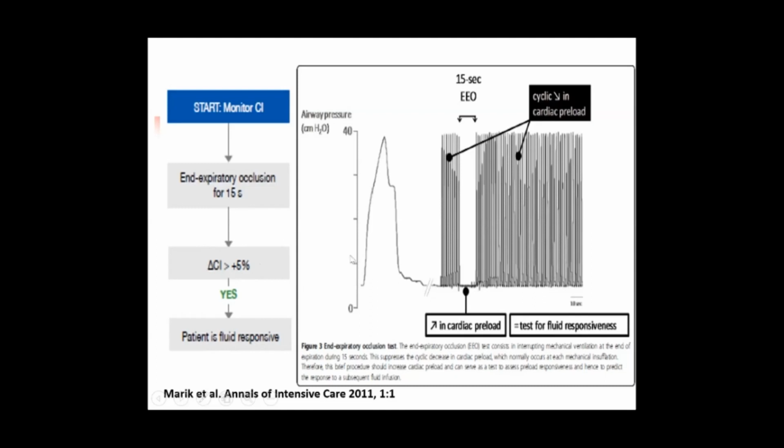This is the airway pressure plotted, and here you see the arterial pressure tracings. And here you have employed the 15-second end expiratory occlusion test. After that, because of the venous return, the preload continues to increase. And when you release that, you get an upsurge in the cardiac output, and that becomes the test for fluid responsiveness if it is more than 5%.